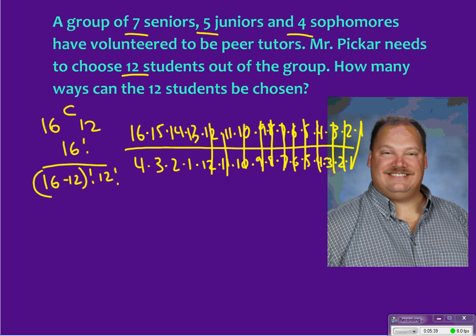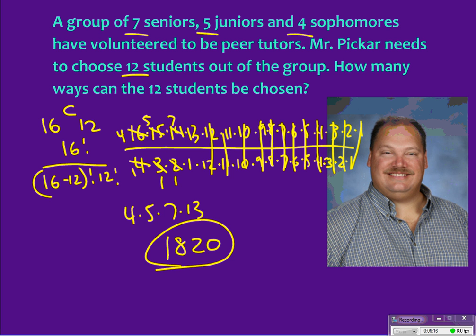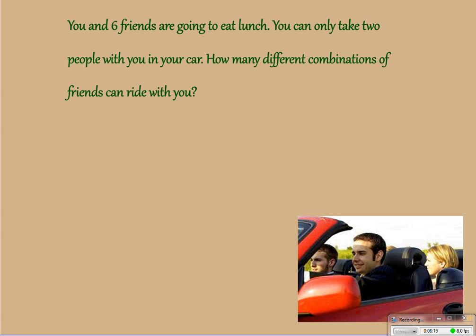So now I can still do a little bit of simplifying over here. There's a couple different ways you can do it. Here's what looks easy to me. 16 over 4 simplifies to 4 over 1. 15 over 3 simplifies to 5 over 1. 14 over 2 simplifies to 7 over 1. So on the bottom, all I've got left is 1s. On the top, I've got 4 times 5 times 7 times 13, which is going to be 1,820. So that's my answer.